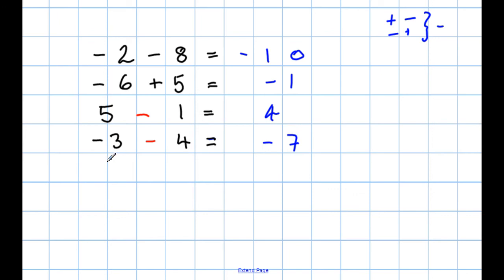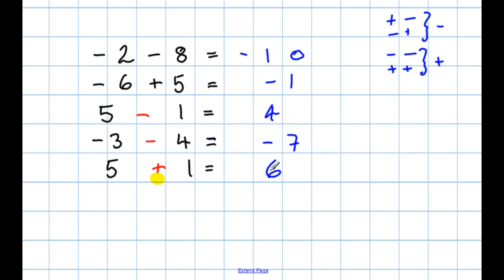Now, what about this one here? 5 take away minus 1. 2 symbols with nothing in between, we change two symbols where they're both the same and there's nothing in between, to plus. So that becomes plus 1. 5 add 1 is 6.